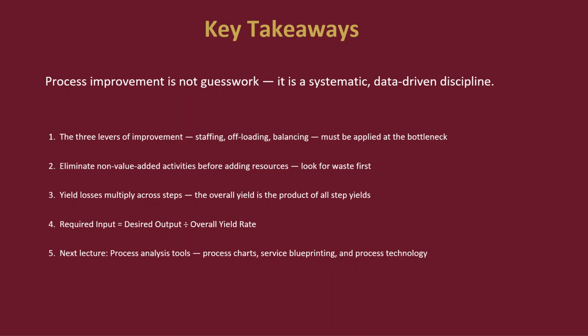Let's bring it home with 5 things worth remembering. First, the 3 levers, staffing, offloading, and balancing, only raise output when you apply them at the bottleneck. Second, eliminate non-value added work before you add resources. Waste is usually the biggest and cheapest opportunity. Third, yield losses multiply across steps. 3 steps at 95% each give you an overall yield of only about 86%. Fourth, remember the formula. Required input equals desired output divided by overall yield rate.